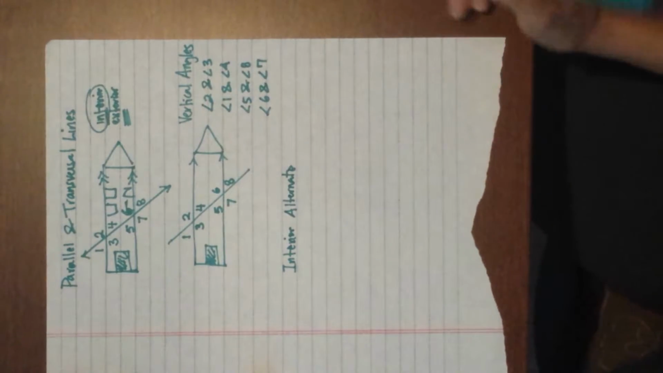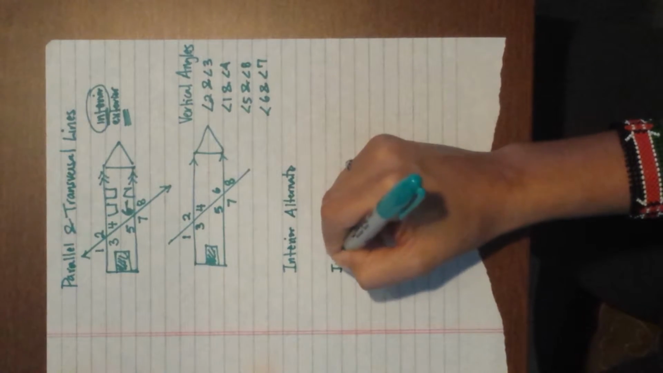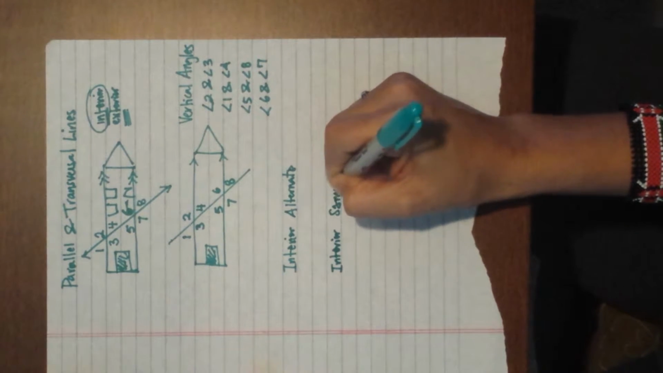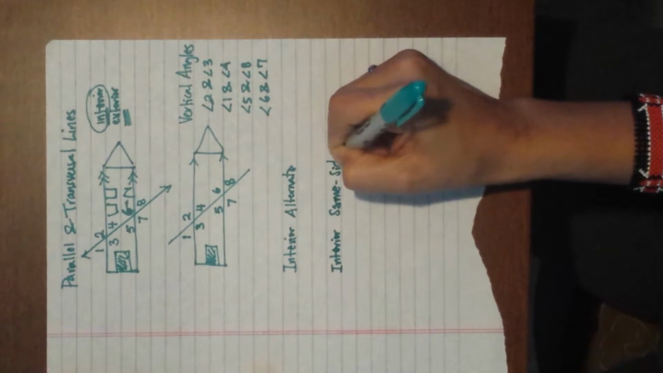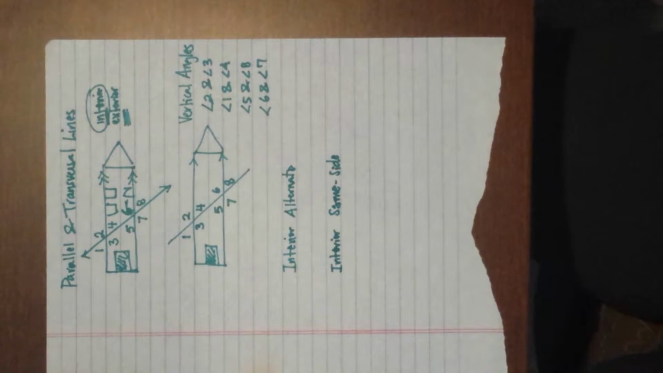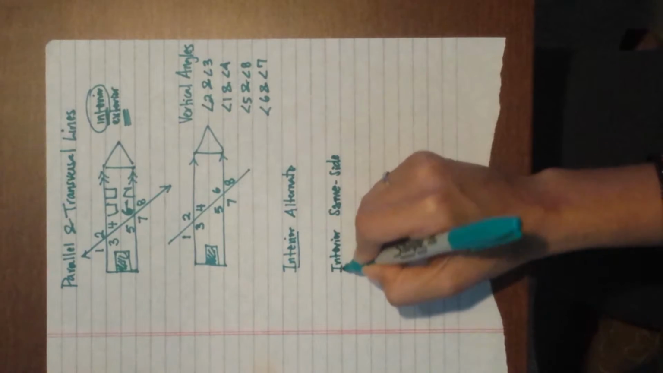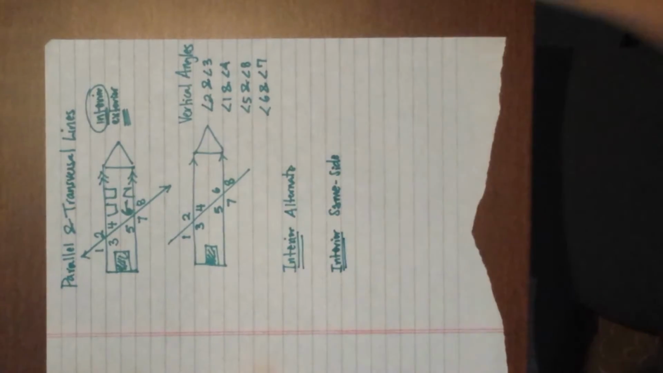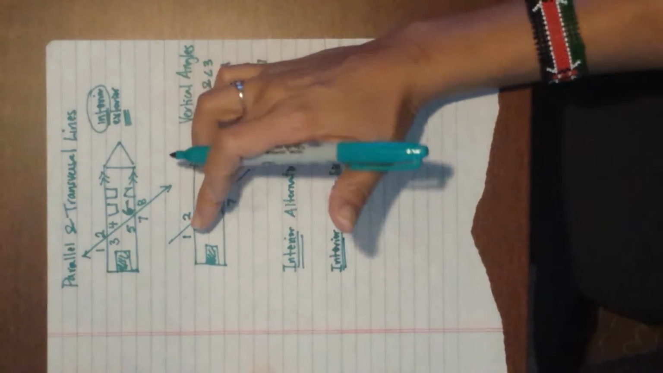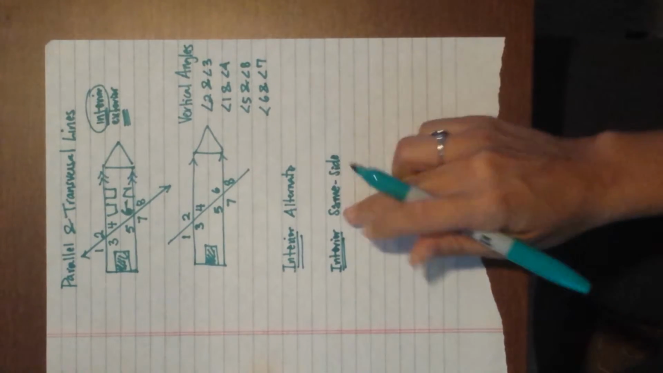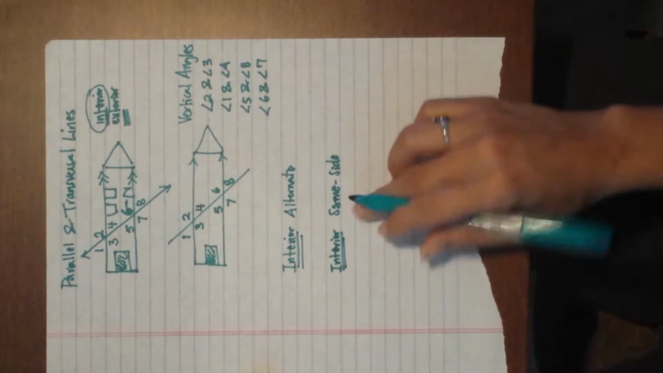Interior alternate angles, and there's also interior same side. Okay, so interior angles. What angles do you think we could be talking about if we're talking about the inside? Well, those are either angles 3, 4, 5, or 6. Perfect.